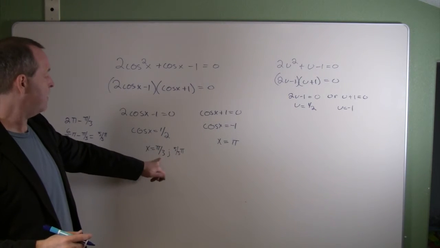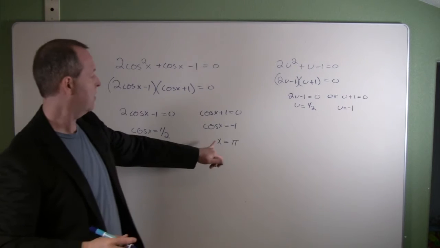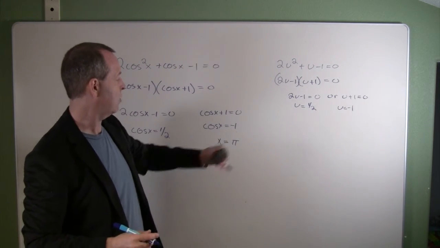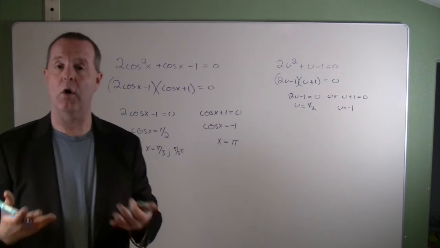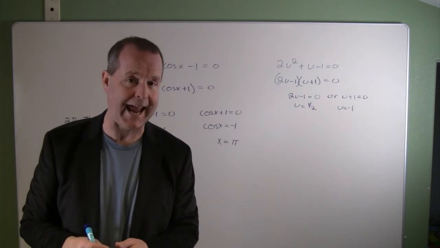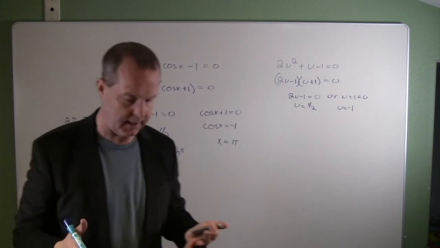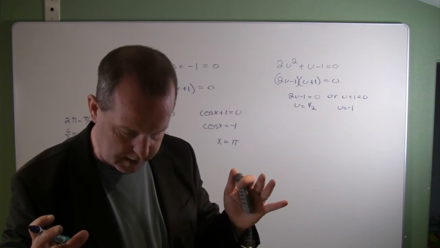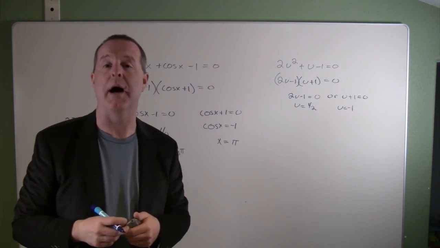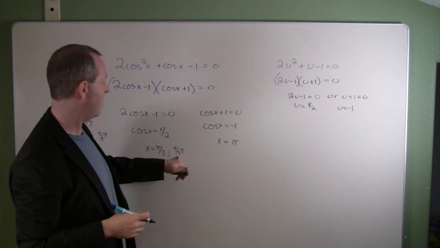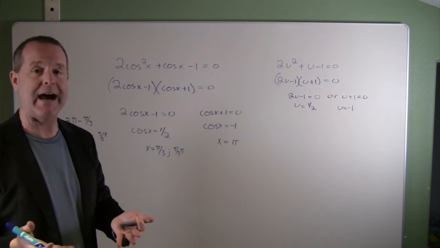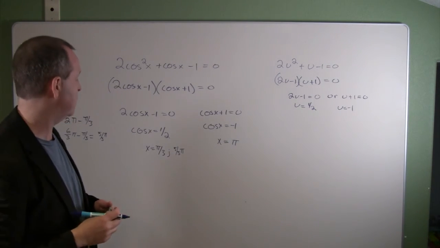The cosine of pi thirds is 1/2. The cosine of pi equals -1. And so those are my solutions. I also wanted to find all the solutions between 0 and 2 pi, and those are all the solutions that are in between.